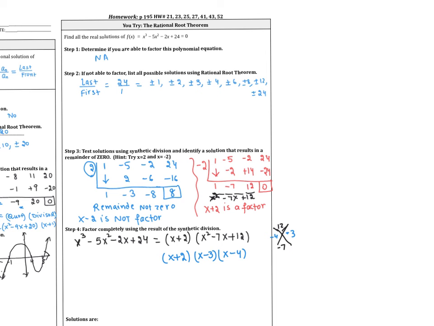Now we're going to find the complete solution. Solution means you're going to find the x values. So we put each factor equal to 0 so we can apply the zero product property. We put them equal to 0 one by one, and we are going to get the three x values: x equals negative 2, x equals 3, and x equals 4.